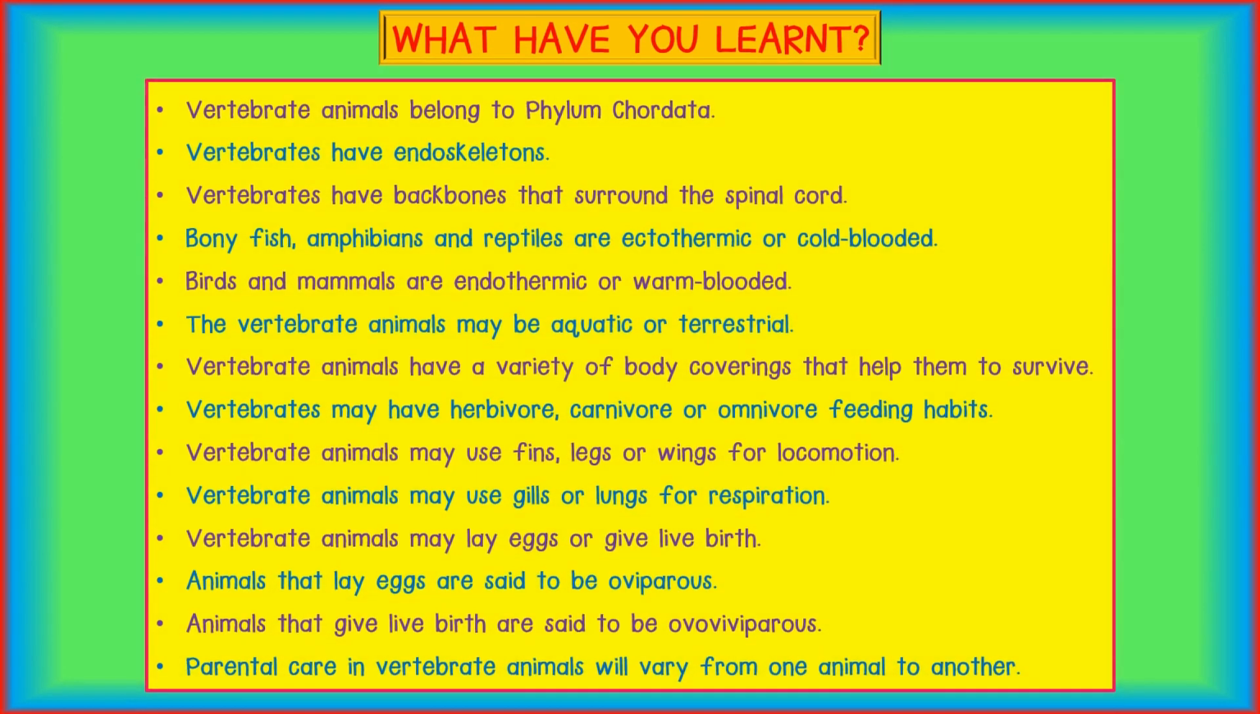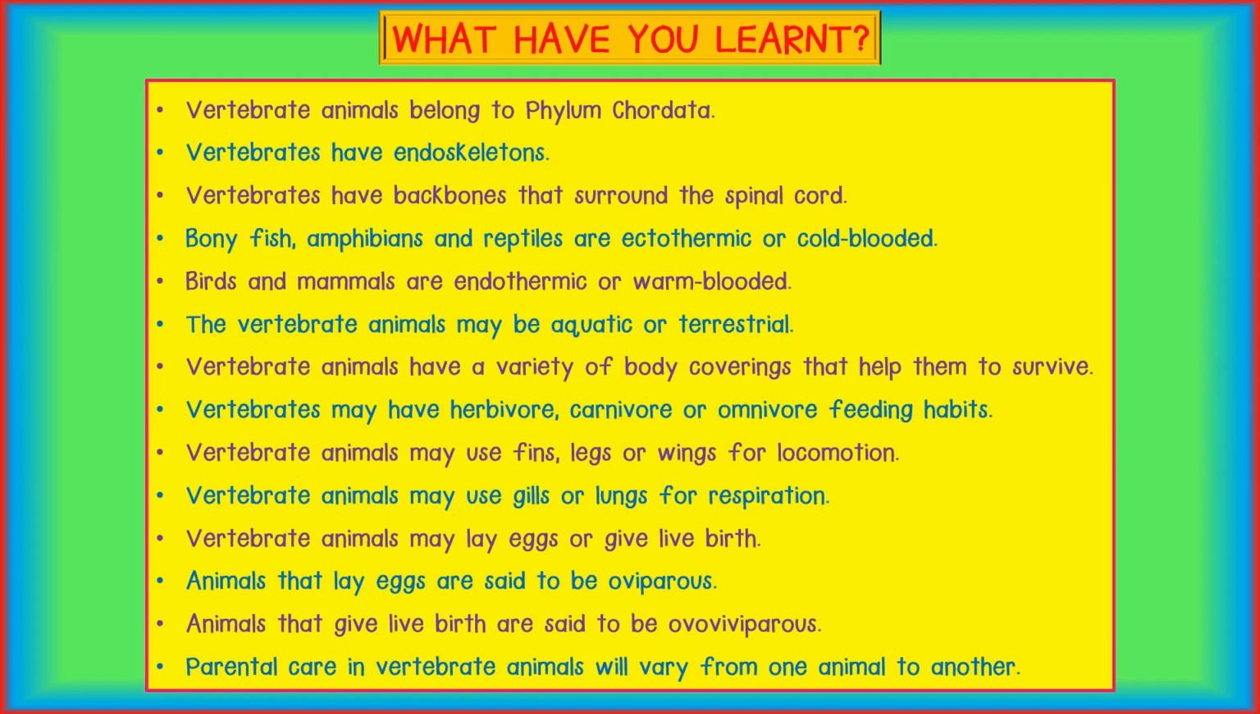That was a huge amount of information to understand. Here is a summary of the main points. Vertebrate animals belong to Phylum Chordata. Vertebrates have endoskeletons. Vertebrates have backbones that surround the spinal cord.